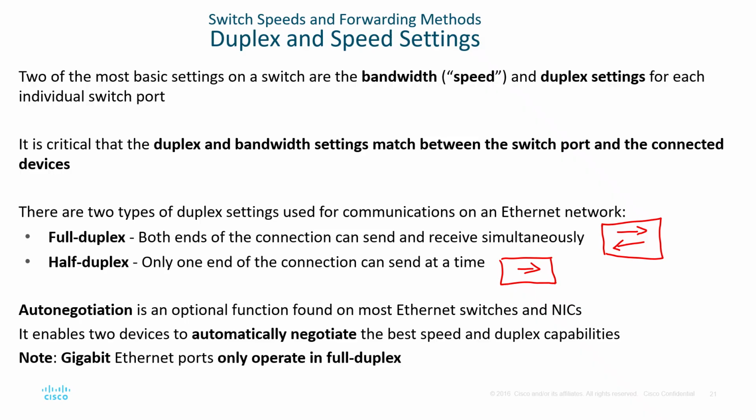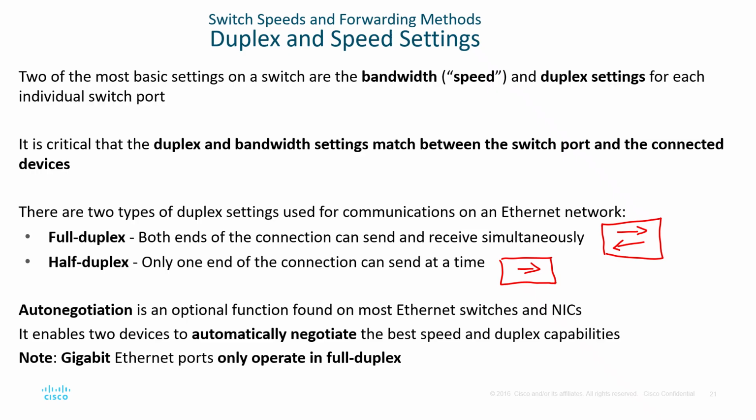Now, auto negotiation is an optional function found on most Ethernet switches and NICs today. It enables two devices to automatically negotiate the best speed and duplex capabilities. So, what happens here, if you set them both to auto-negotiate, they will auto-negotiate the connection themselves. But if something were to happen and some parameter changed, it could be that the one connection that used to be a full duplex connection at the destination is now only a half duplex connection. This is referred to as a duplex mismatch.